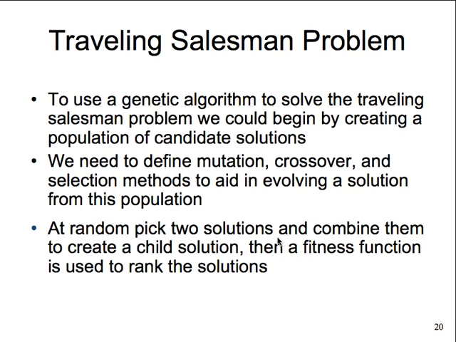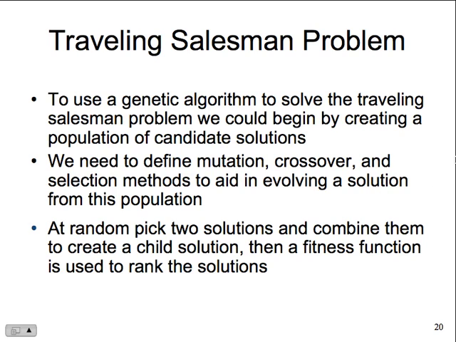So use a genetic algorithm to solve the problem of the traveling salesperson. We can begin by creating a population of candidate solutions. So hint number one, you're going to create a population of candidate solutions. This is going to be all the combinations, maybe not all of them, but maybe a sampling of the combinations that would work with the combination of the cities. And then you need to define the mutation, the crossover, and the selection methods to aid in the evolving of the solution in this particular population.